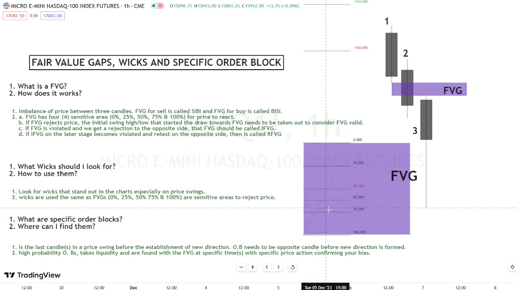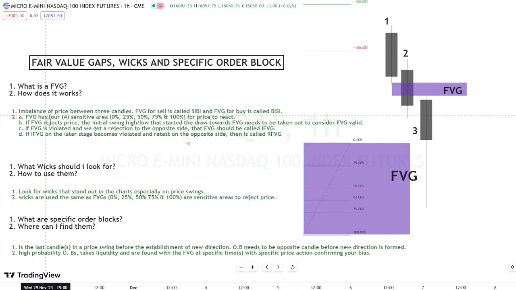So this is a sensitive area. Even if the fair value gap is not going to materialize, you will see price bounce off these areas, so sensitive. When it reaches this, it will give you a reaction to show you that this is a sensitive area.